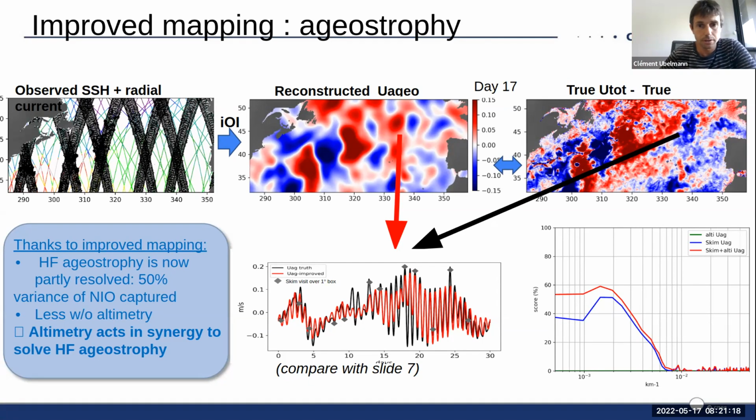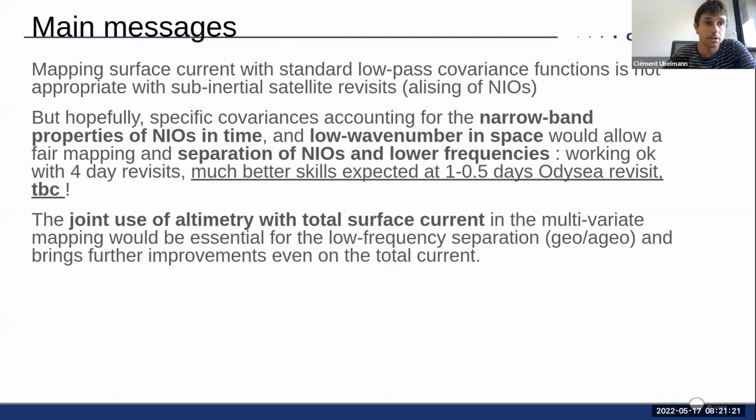Well, here that's far from 100%, but this was with typically 2 to 4 day revisits, which is much longer than we could have with Odysea. If it's between 1 or even 0.5 days revisit, we could really expect this to be confirmed, but almost all reconstruction of NIO, I think, by really accounting here for the narrowband properties of NIO, both in time and also the low wavenumber in space. And of course, with this joint use of altimetry that helps.